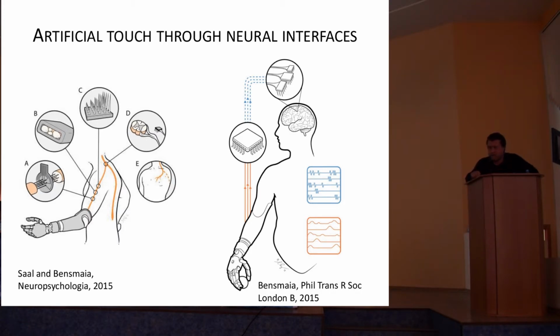And then the other population of patients are patients with upper spinal cord injury who are tetraplegic, so they're paralyzed and insensate from the neck down. And for these patients, you can't interface with the nerve because it's no longer attached to the brain. So in those patients, you actually have to interface directly with the brain.